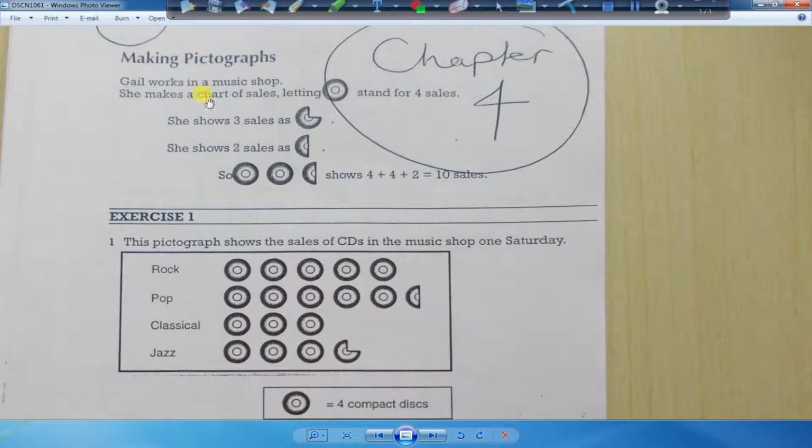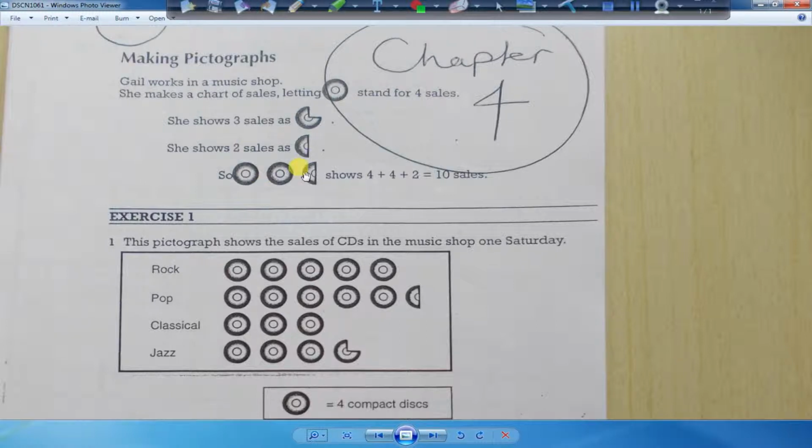Gail works in the music shop. She makes a chart of sales. If a full picture is worth 4, then three-quarters of the picture represents 3, and half the picture represents 2. That gives us the key to the question.